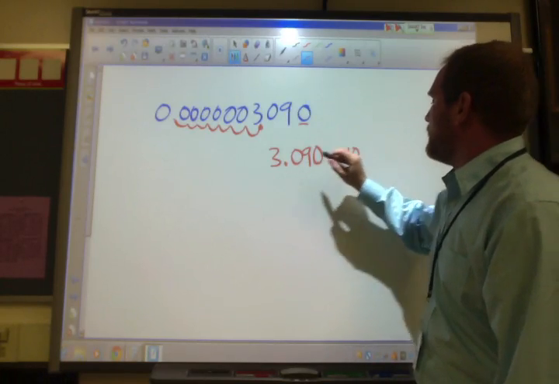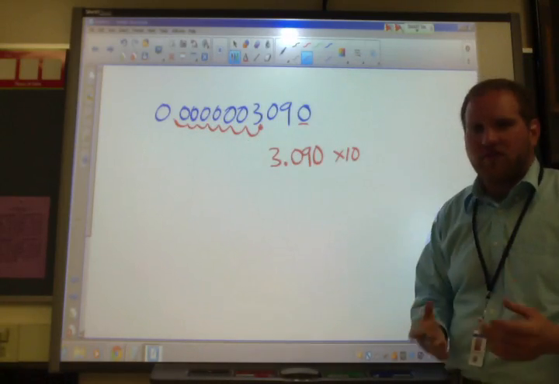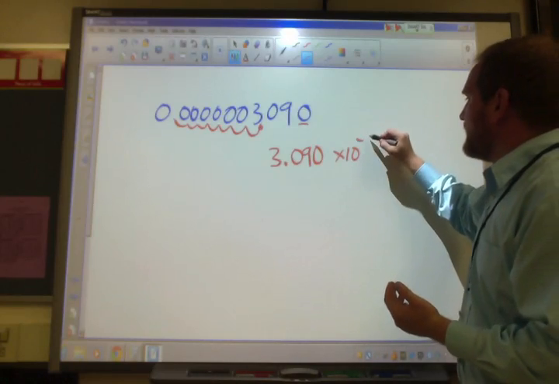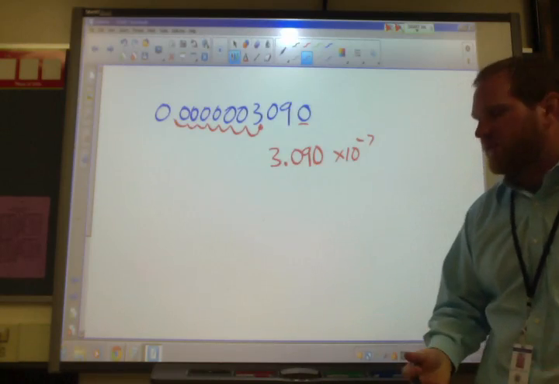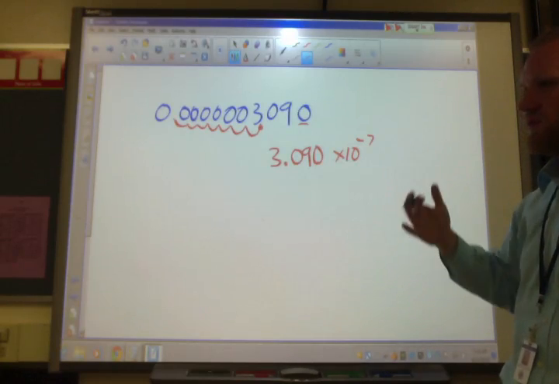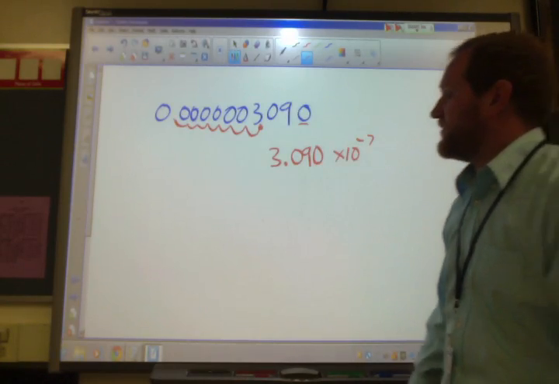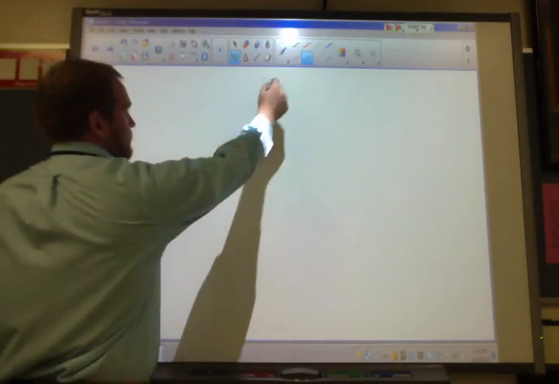3.090 times 10 to the, what is it? 1, 2, 3, 4, 5, 6, 7. 7, but since it's a small number, we write -7. And what 10 to the -7th means is 1 over 10 to the 7th. So basically you multiply that number by 1 over 10 million. So that's scientific notation. Let's do some quick practice taking numbers out of scientific notation.